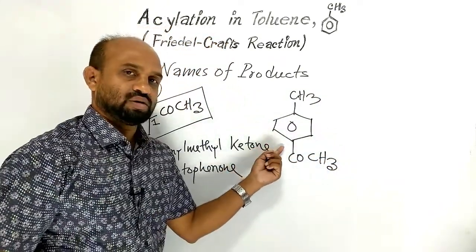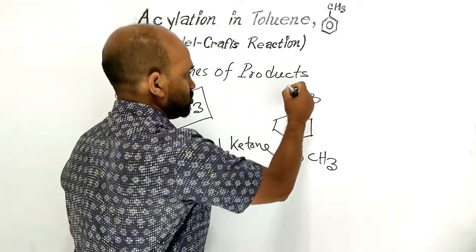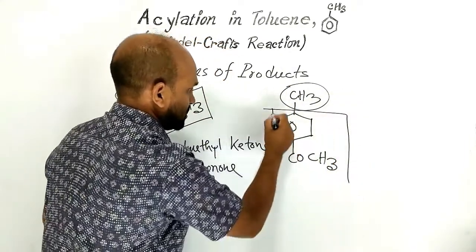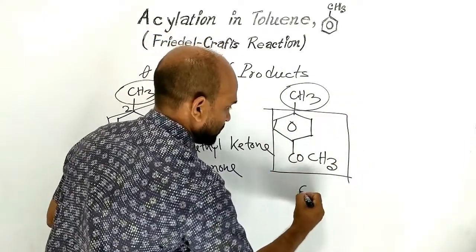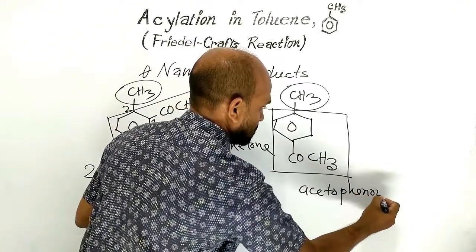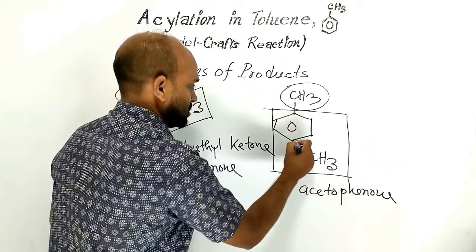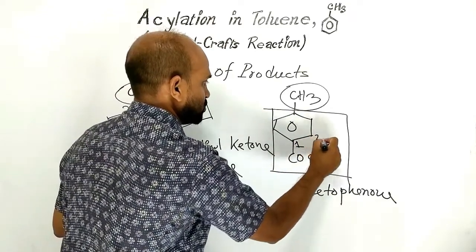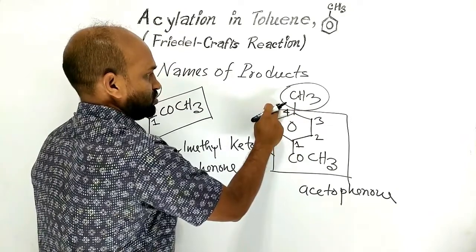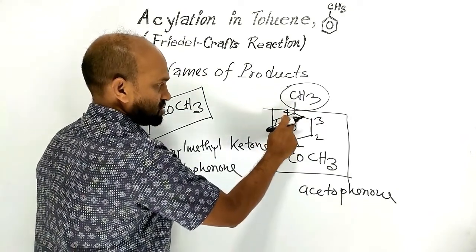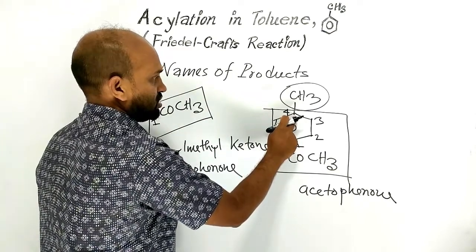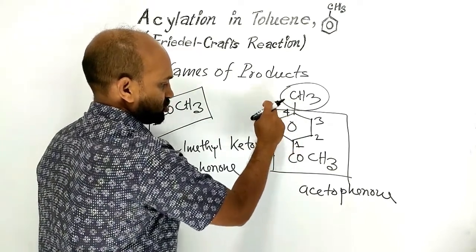Another compound is CH3COCH3. Acetophenone with this substituent. Here its name is acetophenone and this is carbon number 1, 2, 3, 4. So methyl group is at carbon number 4. Then its name will be 4-methyl acetophenone.